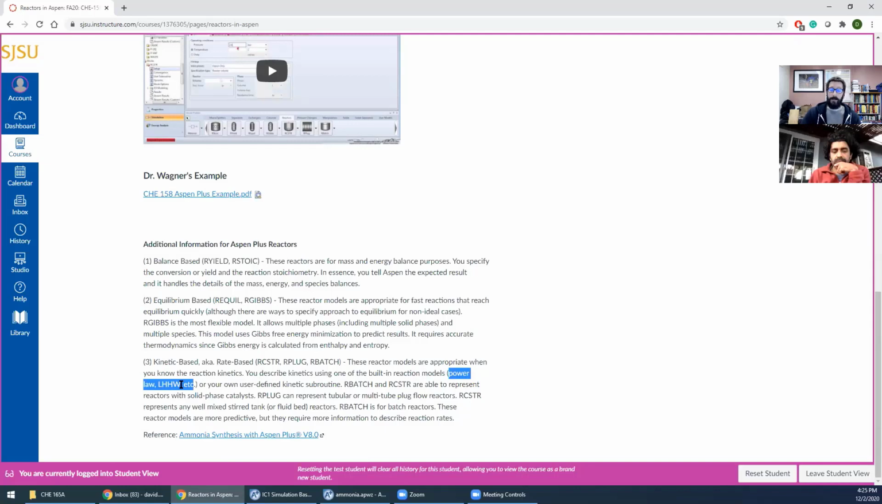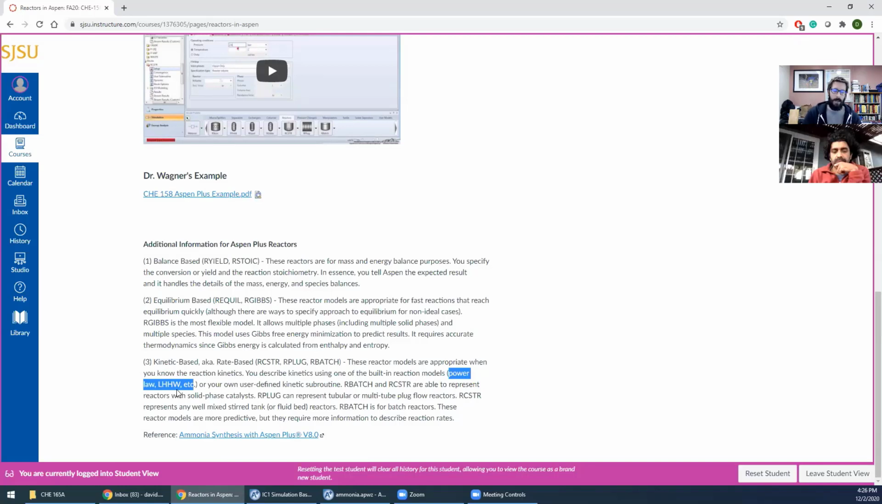Power law is like the Arrhenius expression. You have an activation energy, pre-exponential constant, that kind of stuff. LHHW is Langmuir, Hinshelwood, Hougen-Watson kinetics. That is going to be something that brings in a lot of catalysis, or where you need to consider the catalysis rather than have this big kind of hand-wavy expression from Arrhenius that says, trust me, this is what's going to happen as a function of temperature.